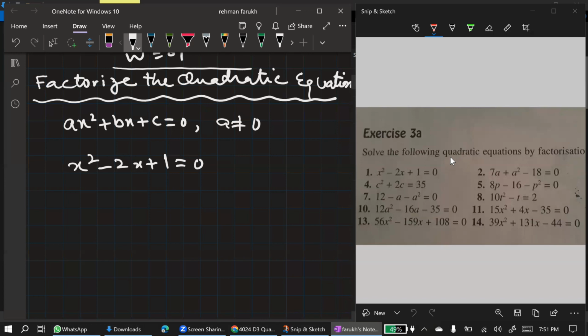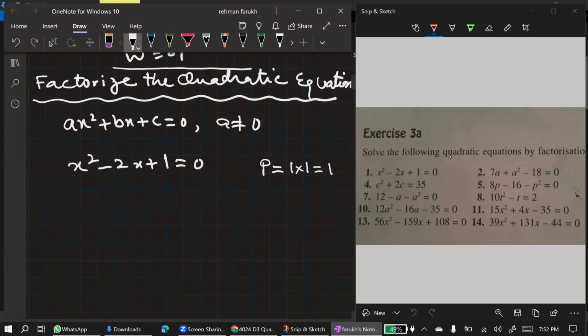अब हमने फर्स्ट टर्म के कोएफिशिएंट को और लास्ट टर्म के कोएफिशिएंट को मल्टीप्लाई करवाना है. Now we will multiply the a and c. After multiplying a and c, this one is known as the product. 1 into 1 is equal to 1. The coefficient of x square is 1 and the last term is also 1. So the product is 1.